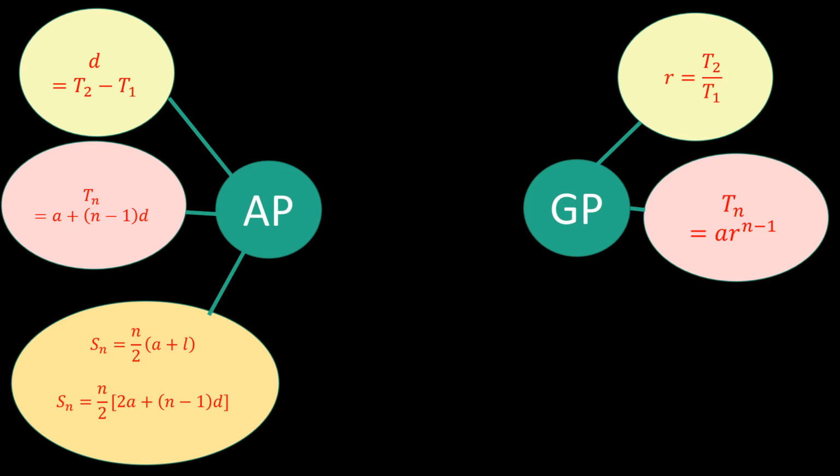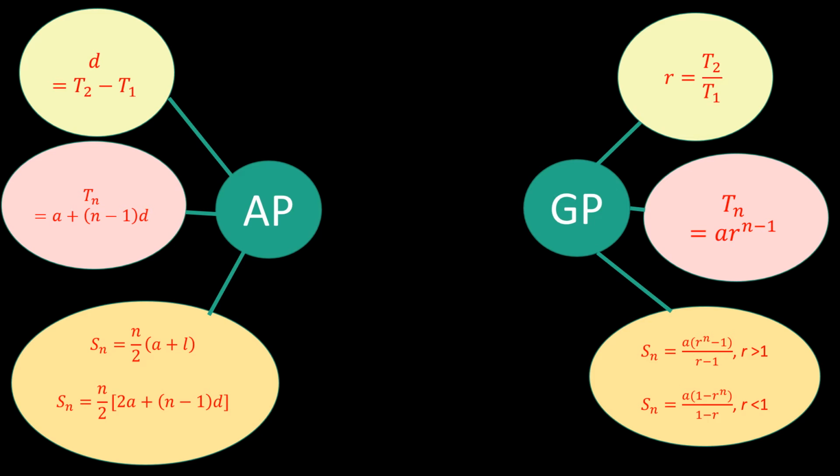Next, Tn. Tn is equal to ar to the power of n minus 1. If, let's say, we have T12, that means ar to the power of 11. Okay. If we have T100, that means ar to the power of 99. Next, we have the Sn.